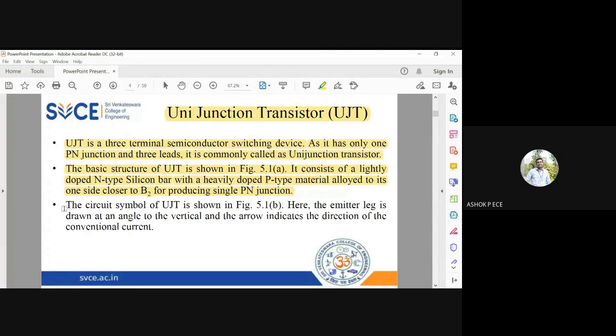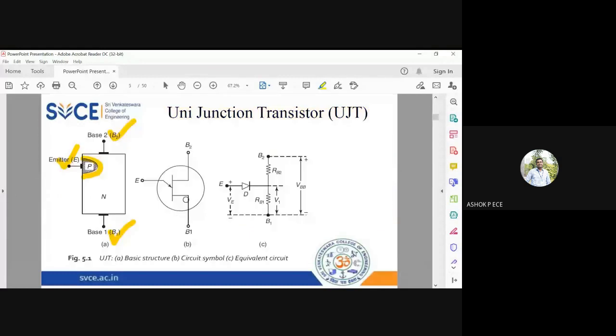The circuit symbol of UJT is shown. So I have explained you why the symbol of UJT is there. The emitter leg is drawn at an angle to the vertical, and the arrow mark indicates the direction of conventional current. So emitter is bent and drawn just to differentiate it from MOSFET, because you can see all the FET family also will have the same equivalent circuit. So if you want to differentiate UJT from the family of MOSFET and JFET, you have to go for this special type of symbol.